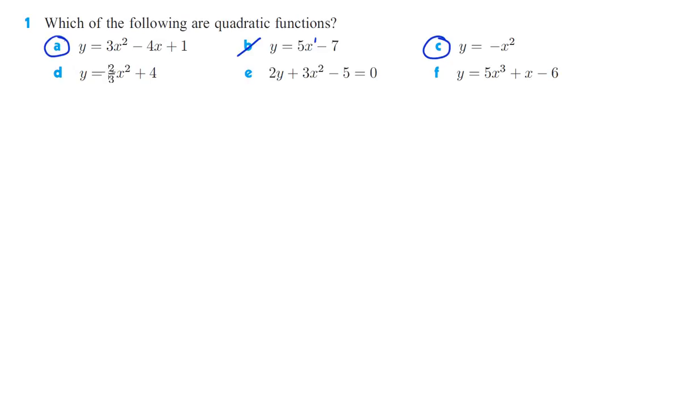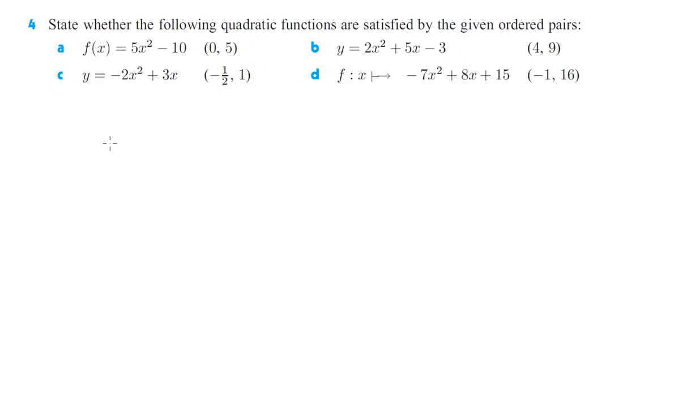Highest power x squared, that's quadratic. Doesn't matter what the coefficient is on any of those. And then this one here, even though there's a y over here, as long as the highest power of x is x squared, then that is a quadratic. And this highest power is third, so that's actually a cubic. So it's a, c, d, and e that are quadratic functions. All right? Moving on to number 4.